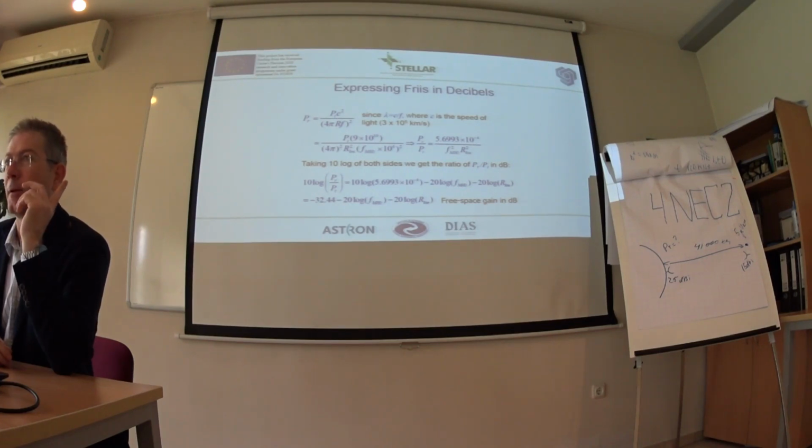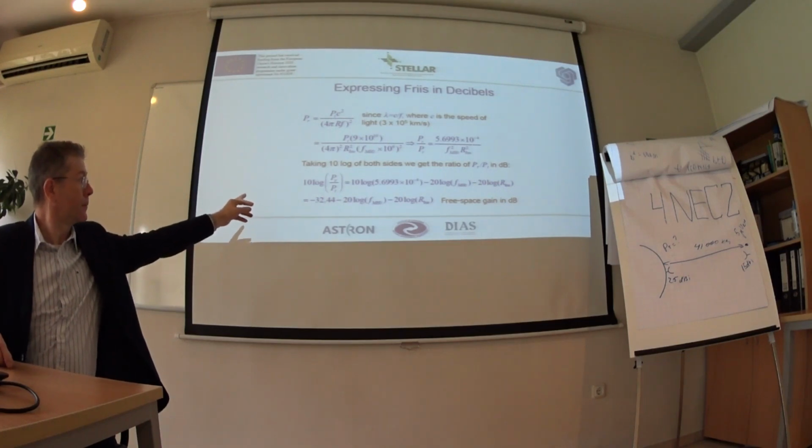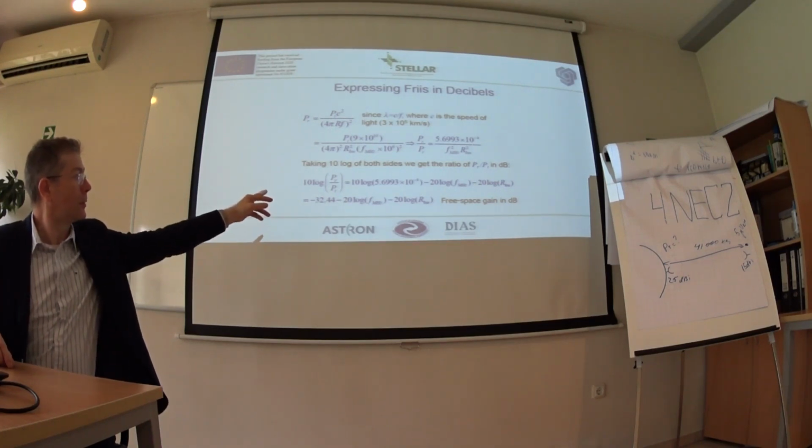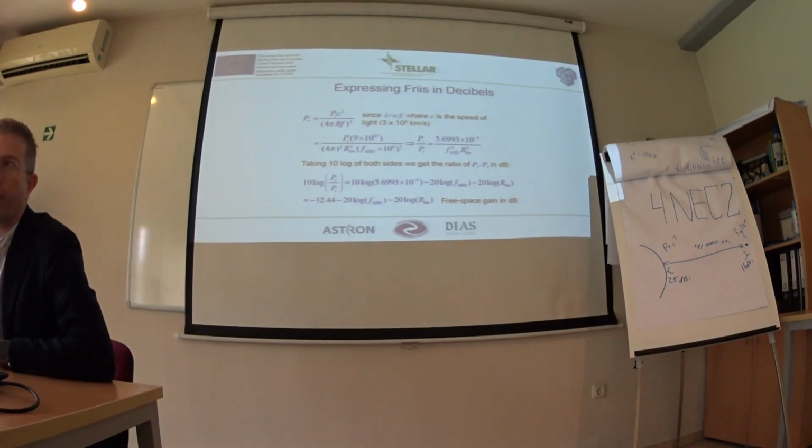This is valid assuming gain of antenna of unit or 0 dBi. So the antenna gain is not included in this equation. You just have to add here G transmit in decibels plus G receive in decibels. That's all.